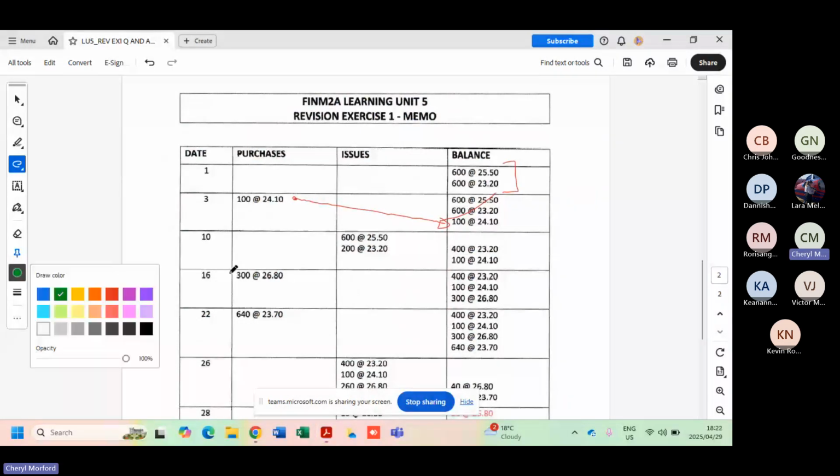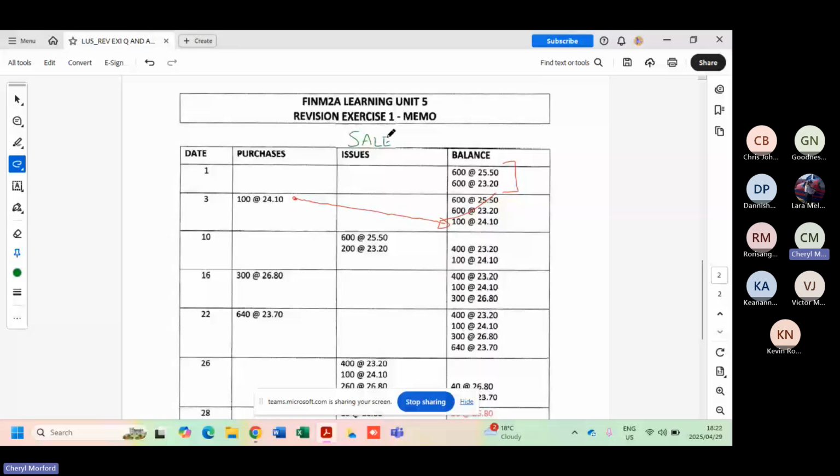So we need to now come to the issues column. The issues column is for when we have a sale. We take the items out of stock. They get issued to sale. That's where the word comes from. So first of all, we've got that original 600 at 25.50. So we're going to write that down here. And now what has happened with it? It's gone. We can cross it off the list.